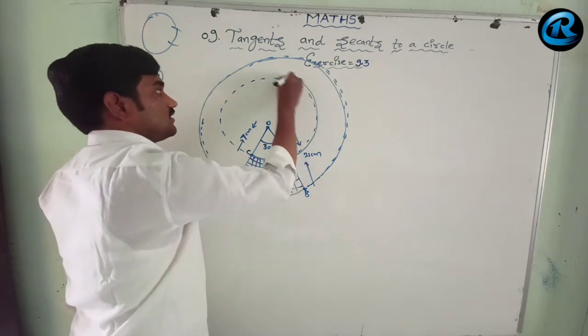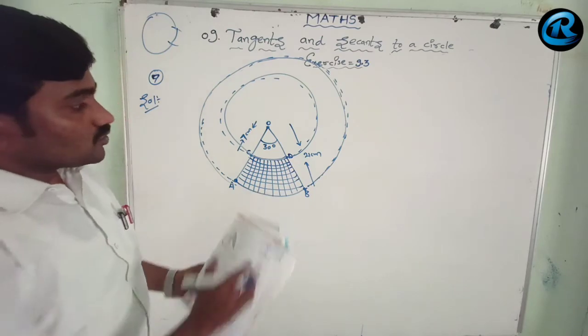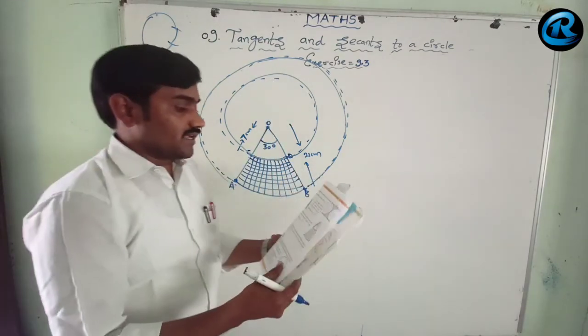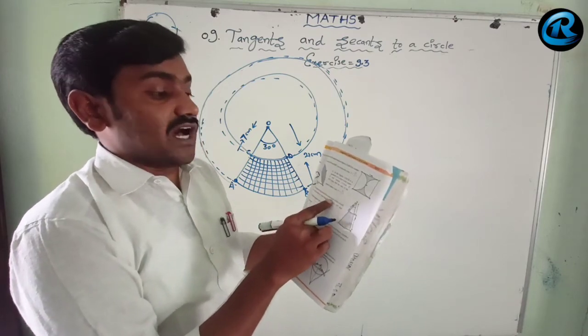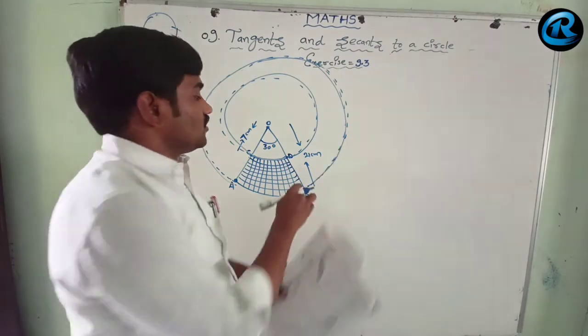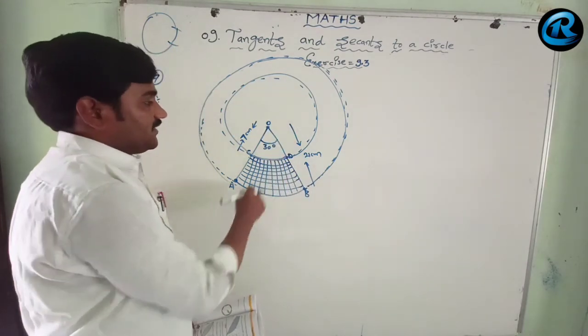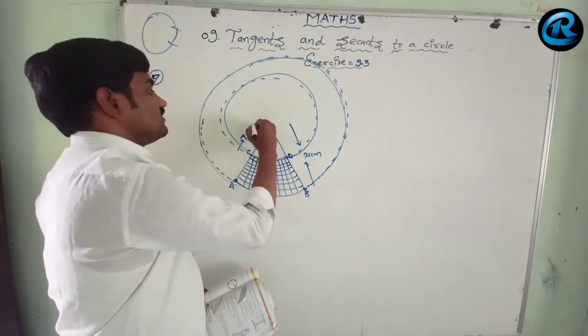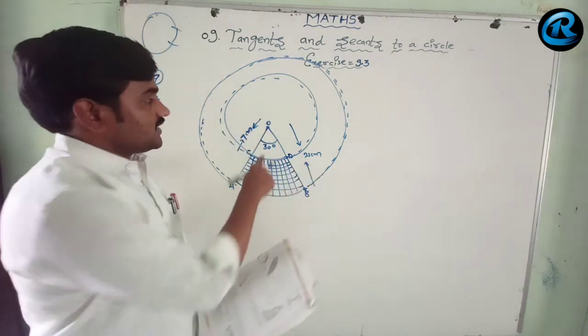Then CD is another circle, like that. So see, these two are the concentric circles. AB and CD are respectively arcs of two concentric circles. The outer one has a radius of 21 centimeters and the inner one has a radius of 7 centimeters, with the center O.